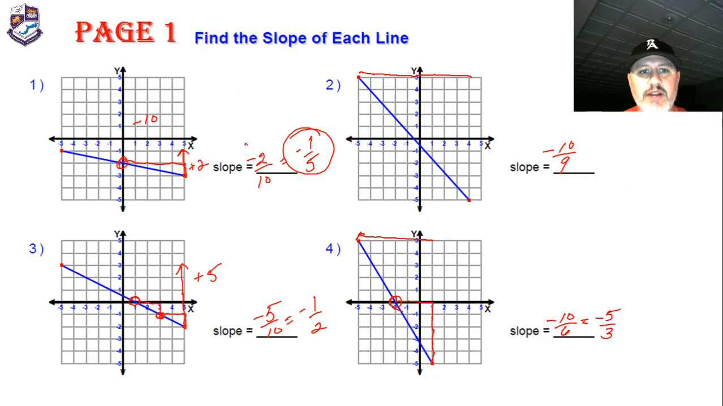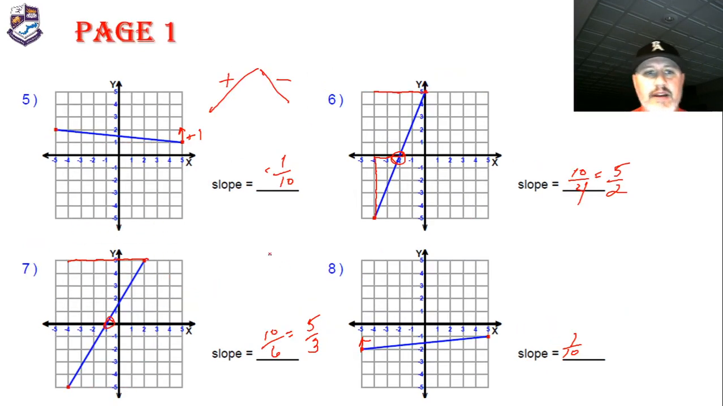So let's look back at page 1 real quick. See how all these have falling action? That's why they all have negative slopes. All right, and you can see here, these 3, 1, 2, 3, have rising action. They're all going up in this direction, like you're climbing a mountain, and that makes them a positive slope.